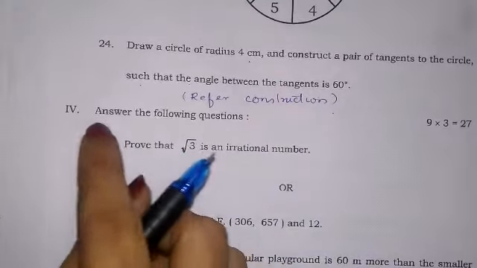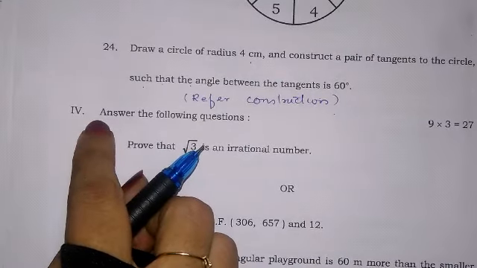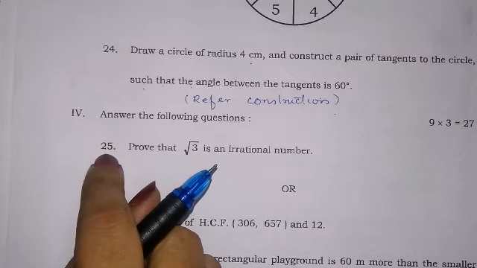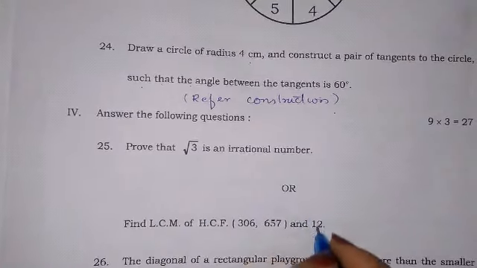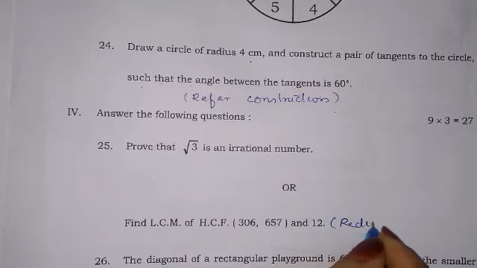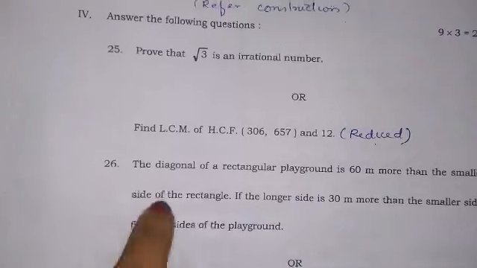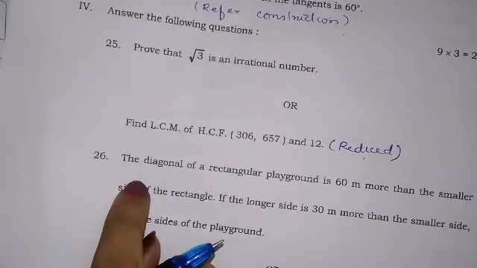Okay. Now, Part 4 mains, let us start. Here, in Part 4 mains, question number 25 is of the reduced syllabus. That is from real numbers. It is reduced for this year. Let us see question number 26 now.